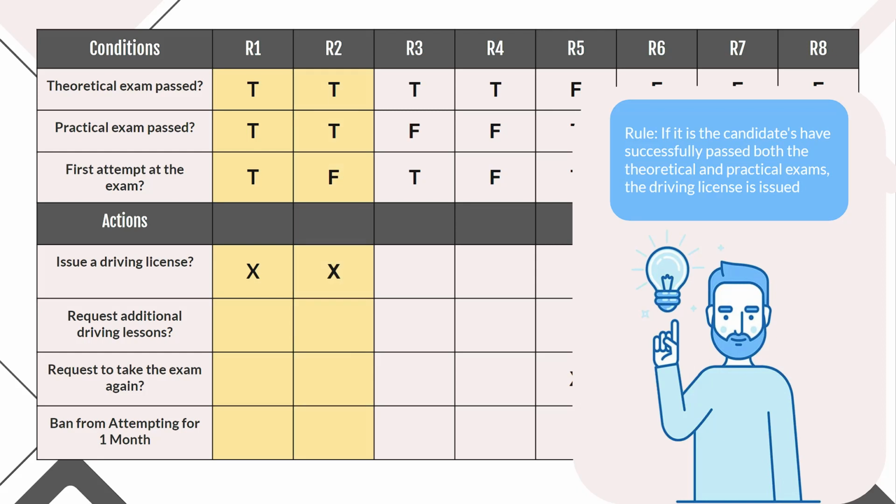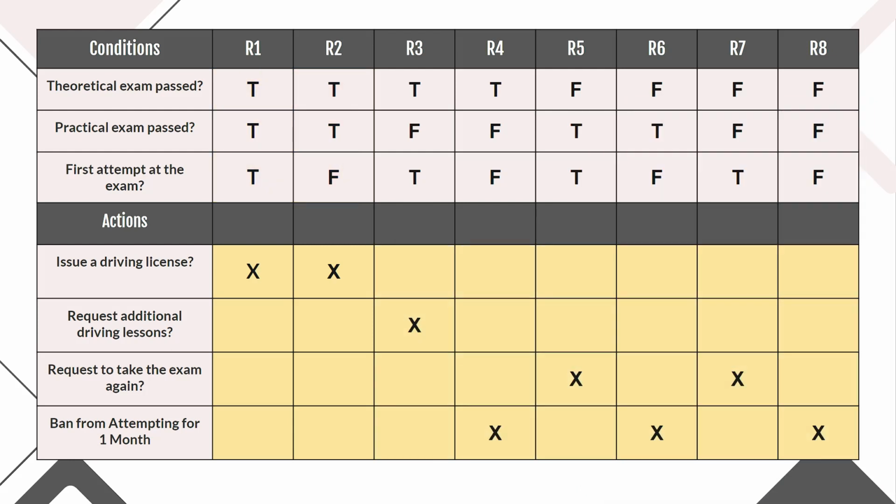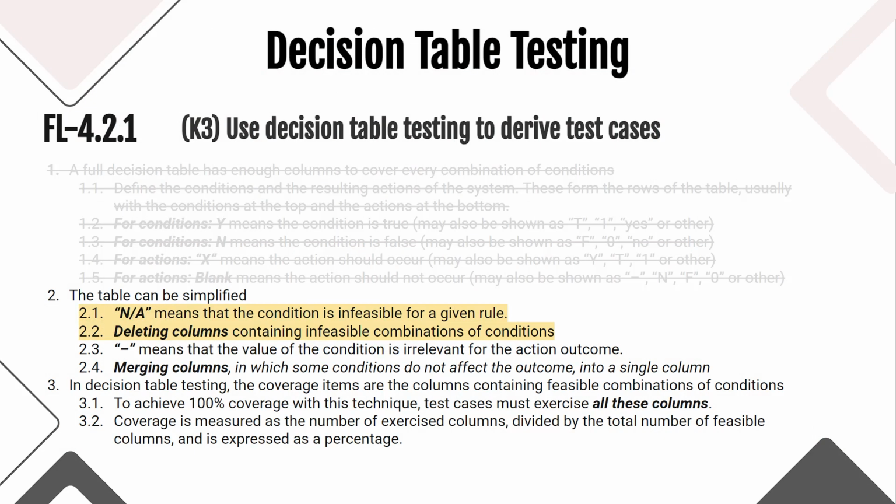So we put an X mark on the action, issue a driving license. The rule does not say anything about whether it should be the first or second attempt. Accordingly, we mark X on the second combination as well. And in this way, we put all 8 marks. This is the most difficult and longest stage. The more rules and conditions you have described in the requirements or user story, the more difficult it is to build a table. Let's move on to the next step.